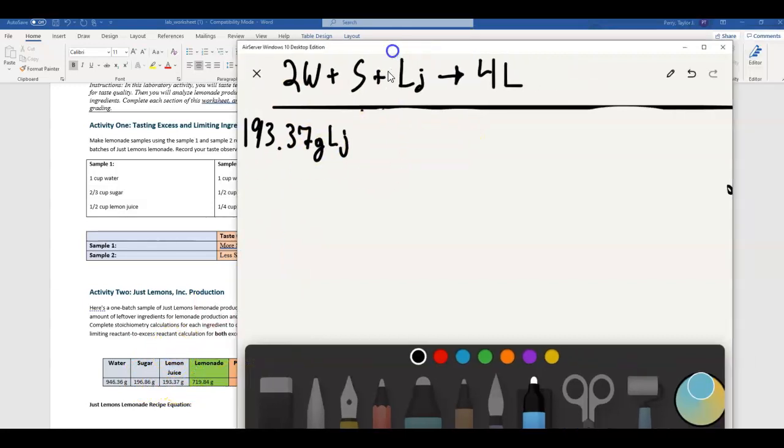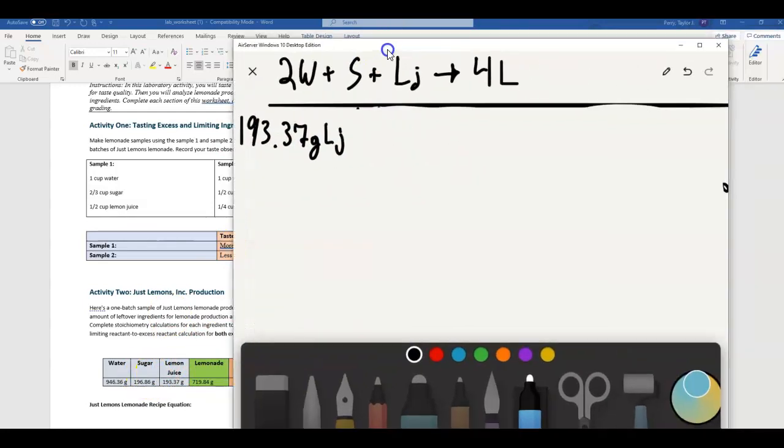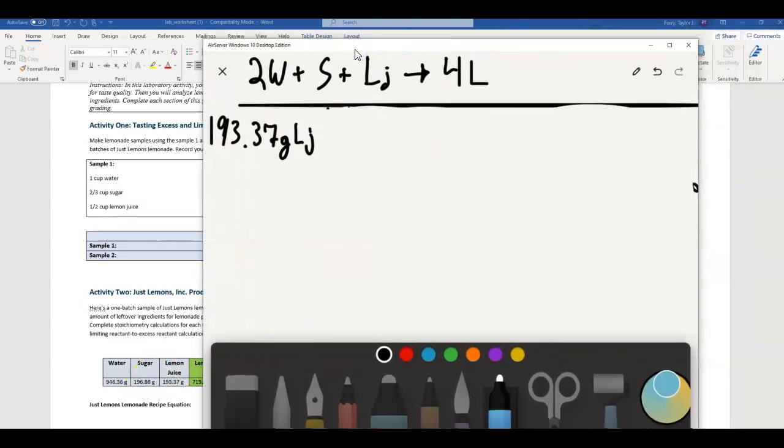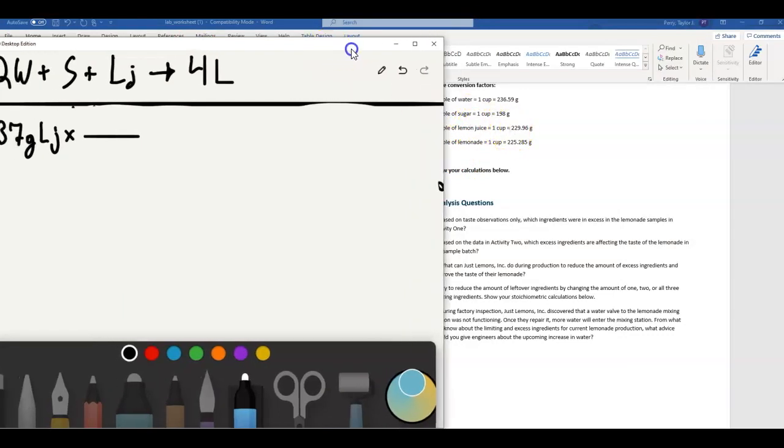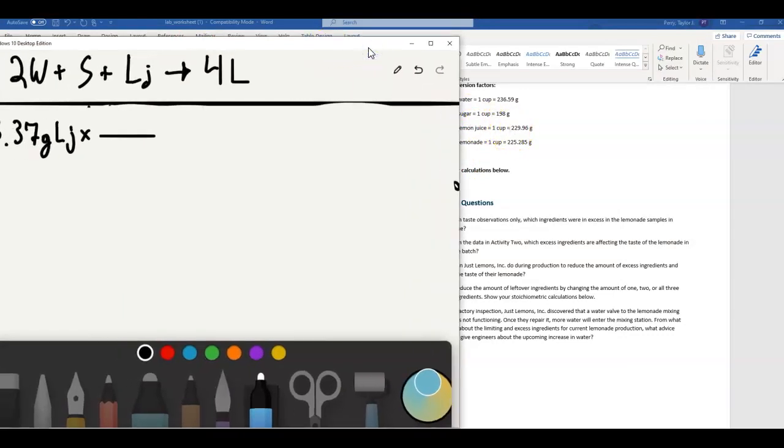So what we're gonna do is figure out exactly how much sugar can react with this amount. Okay, so let's just do that. We gotta do an annoying stoichiometry problem again, so let's just do the same thing we've been doing. All right, let's see here. Lemon juice, one mole is 229.96 grams.